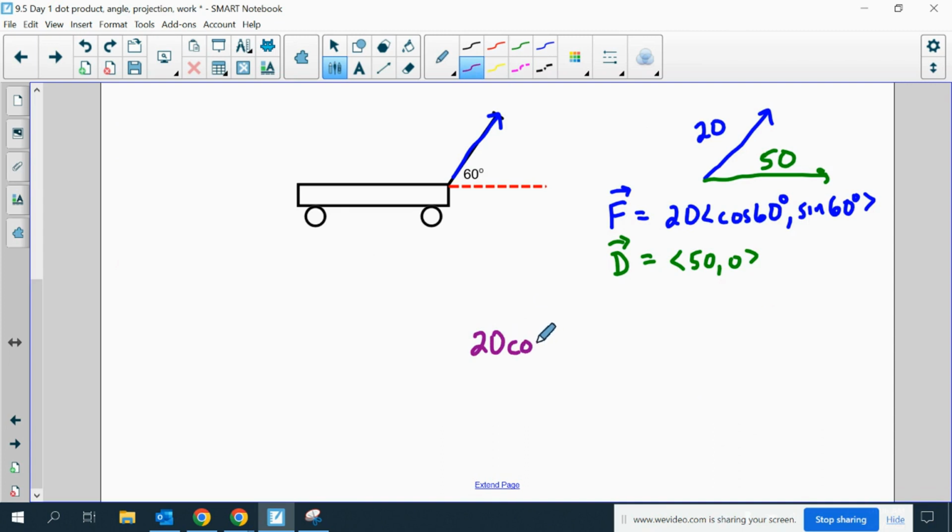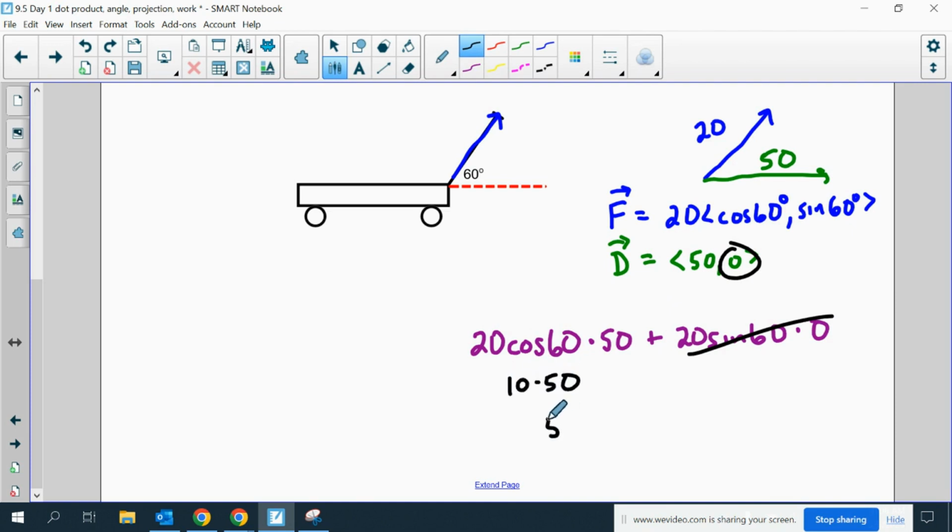So I just take those and I do the dot product. So 20 cosine of 60 times 50 plus 20 sine of 60 times 0. Now this will go away because there's nothing moving in the y direction. Cosine of 60 is 1/2. So I have 10 times 50. This gives me 500 foot-pounds. So that's the work done in order to move this wagon 50 feet horizontally if I'm pulling at this angle.